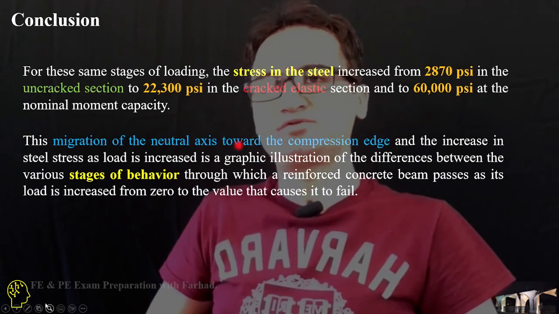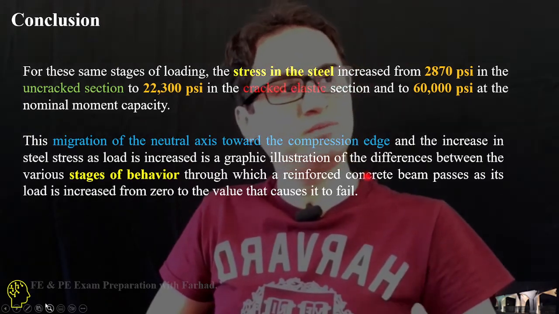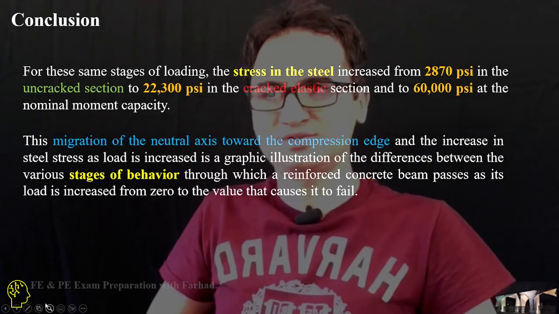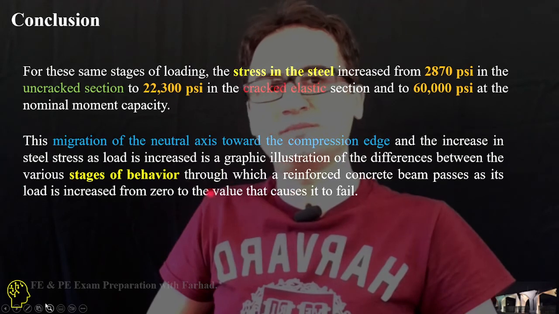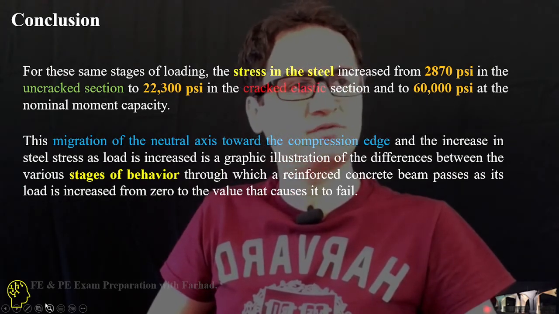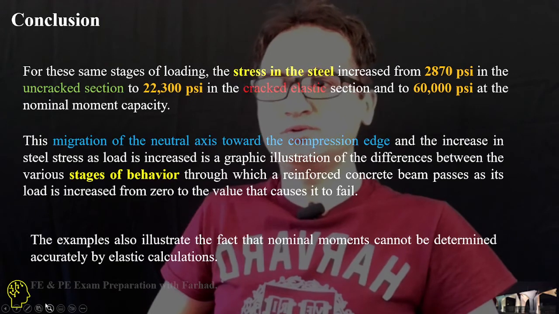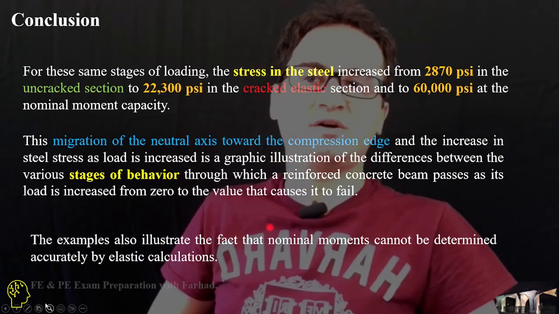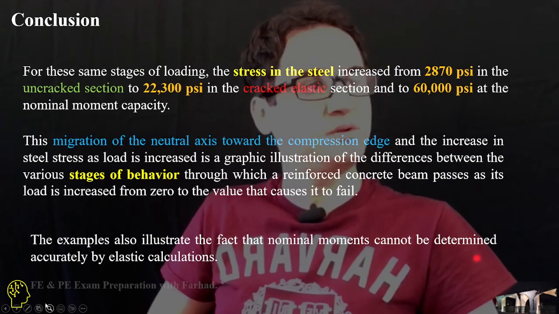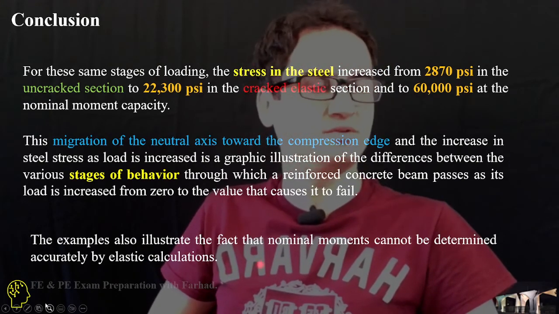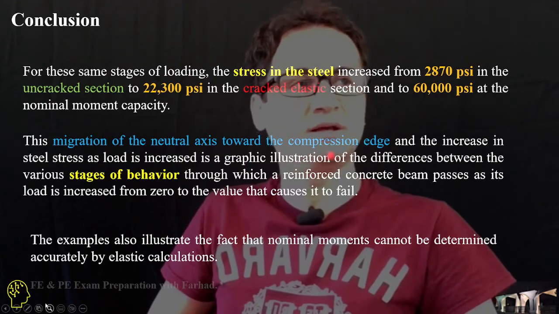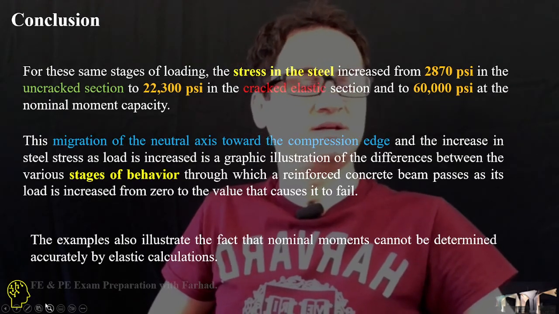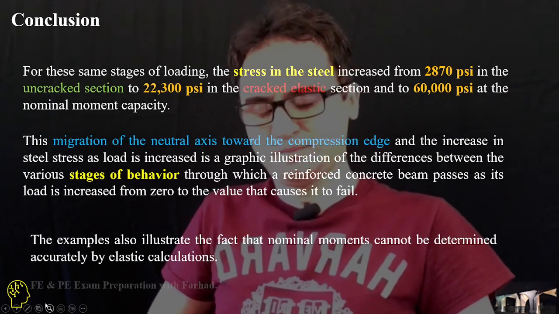Also, the migration of the neutral axis, which we talked about, from 13.2 to 7.6, then to 4.9 inches, was interesting due to the stage behavior of concrete in different stages. This example also illustrates the fact that the nominal moment cannot be determined from elastic calculation, because the section is already in the non-elastic domain. So we need to go with ultimate load or maximum flexural design.